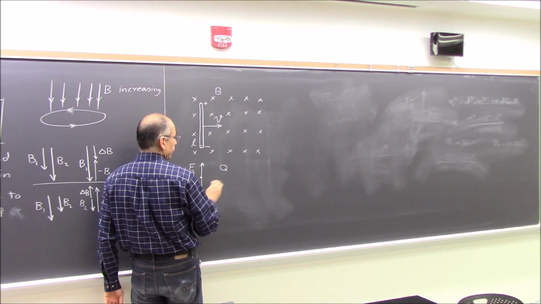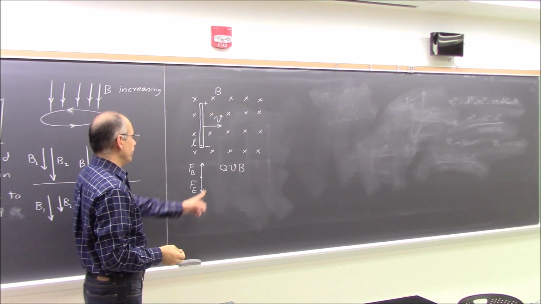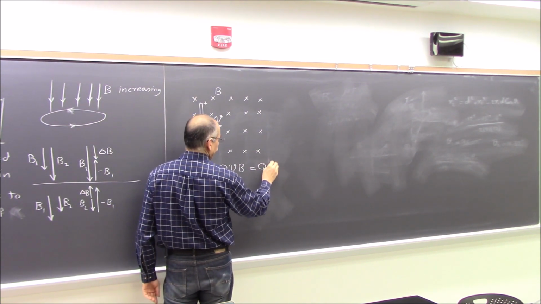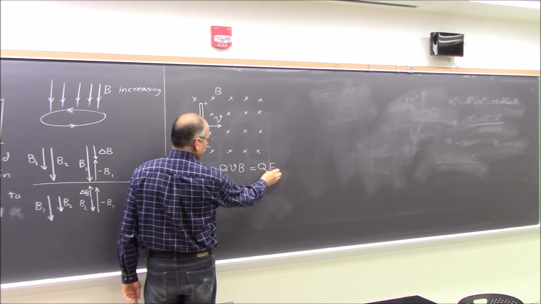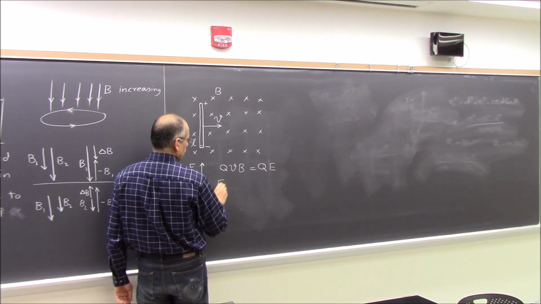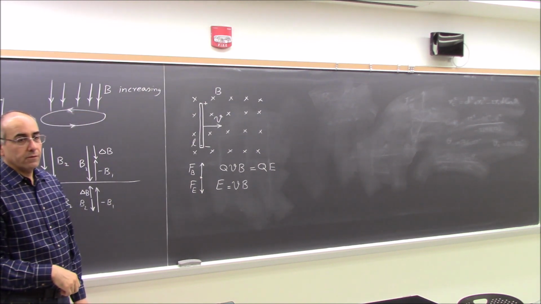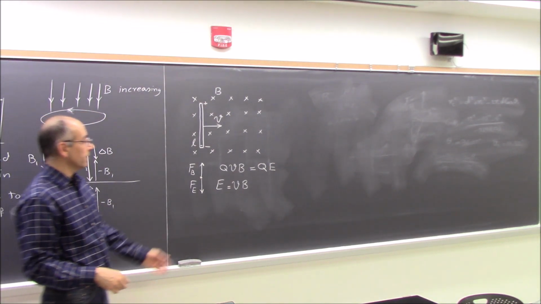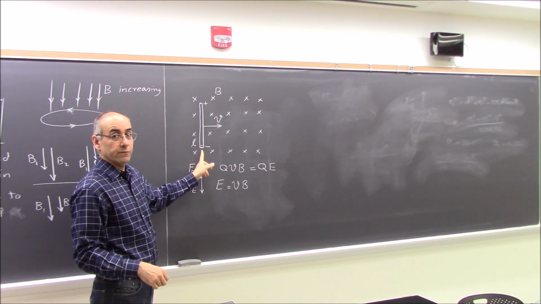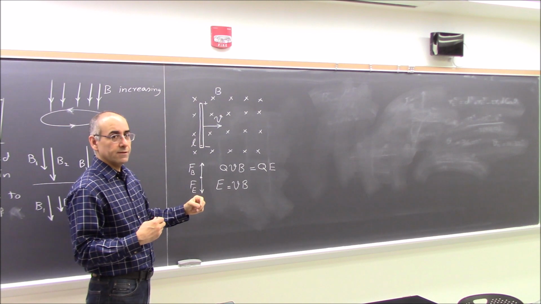If you have a charge Q, QVB, because V and B are perpendicular, QVB is the magnetic force, which should be equal to Q times E. So the electric field that is created in equilibrium is equal to V times B. So E is equal to V times B, and it's downward. And what is the potential difference now if you have a uniform electric field inside the rod? What is the potential difference from one end to the other? Remember the relationship between electric field and potential difference?